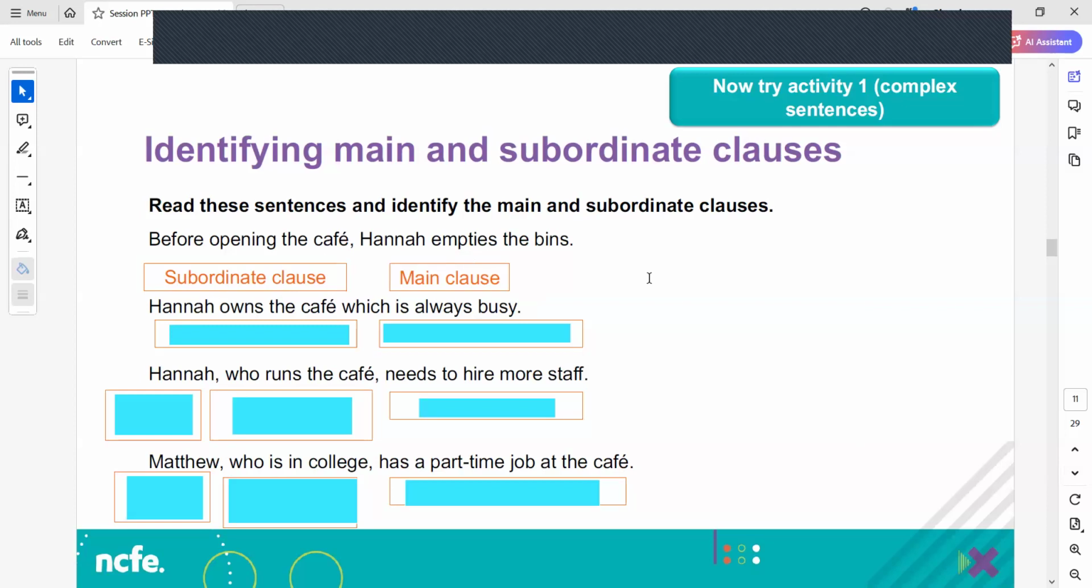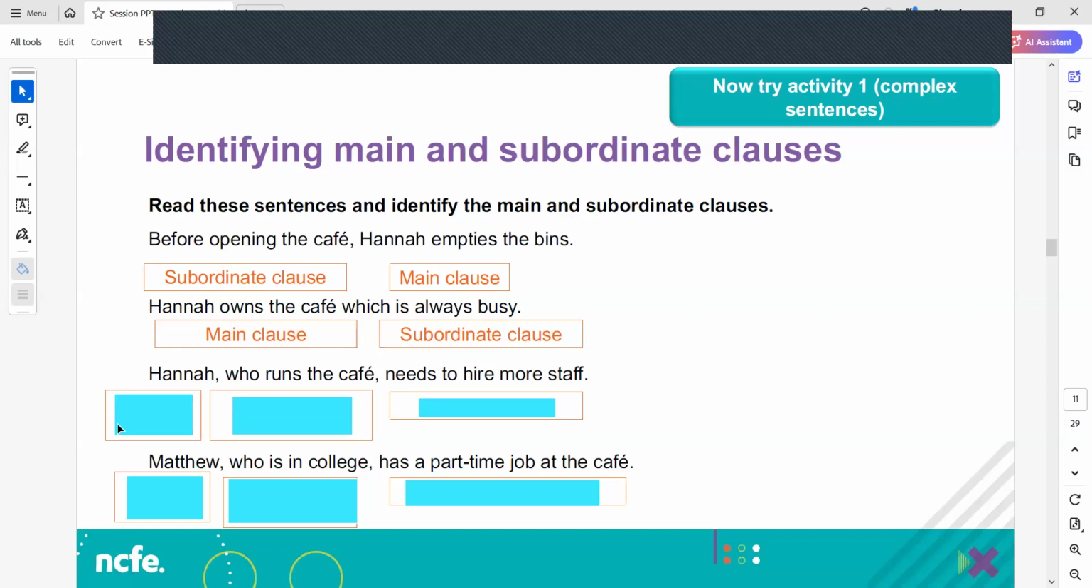Hannah owns the cafe, which is always busy. So Hannah owns the cafe. Is that main or subordinate? Main. Good. So that's the main clause. And which is always busy, it wouldn't make sense on its own. It's a subordinate clause.